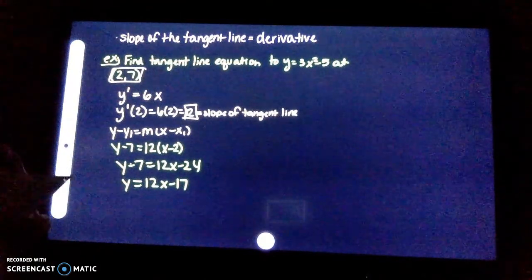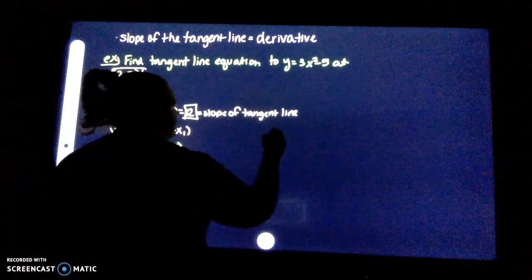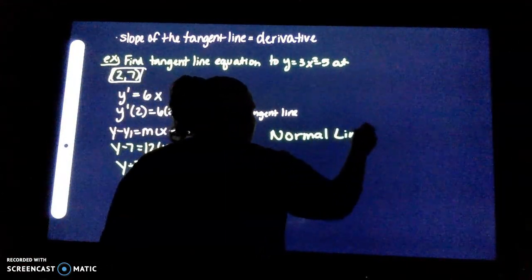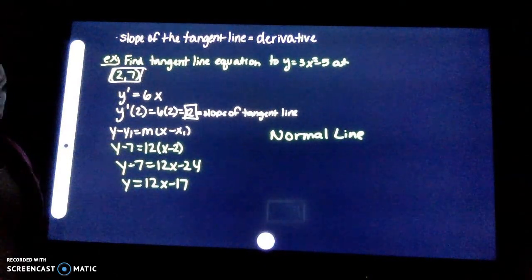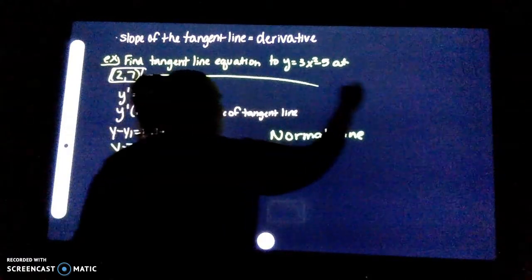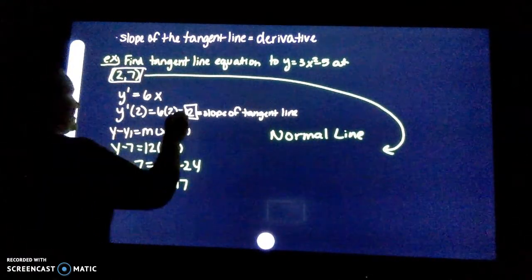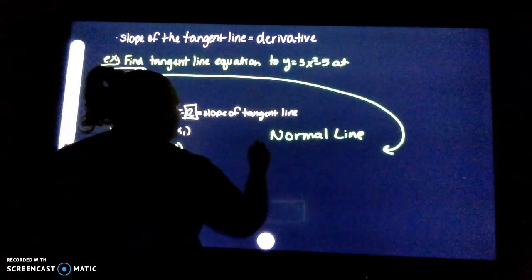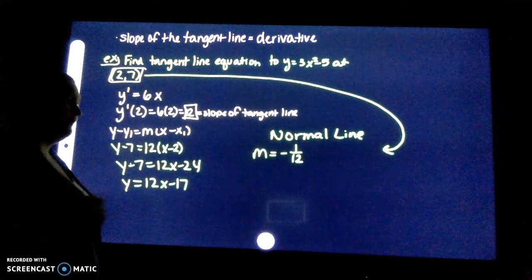So what if I wanted to go one step farther, and I wanted to find the normal line? The normal line is a line that runs perpendicular to my tangent line. So I'm still going to be using the same point, but my slope is going to be the slope I calculated, but its negative reciprocal. So the slope of my normal line is going to be negative 1 over 12.